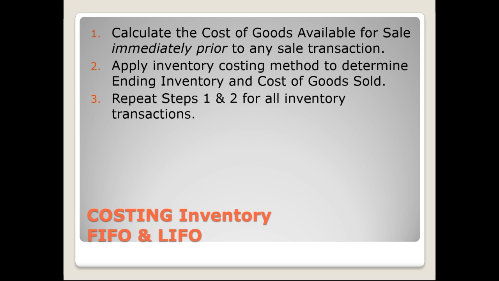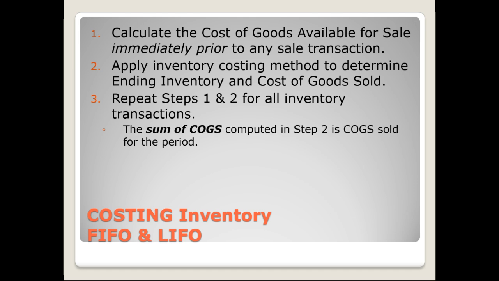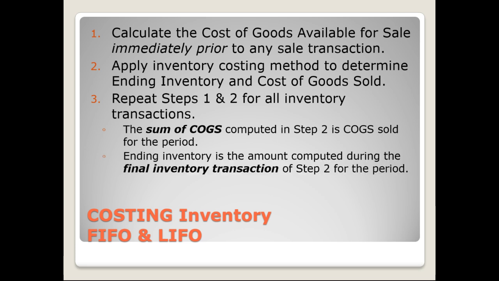So then after the first sale in the period, we figure out what is the cost of goods available for sale now. We add in any additional purchases, and then we go to the next sales transaction. We figure out after that what is the ending inventory and the cost of goods sold, and we repeat until we have finished all of the transactions for that period. At the end of that, we will sum all of the cost of goods sold to get to the final cost of goods sold for the period. And we will take the final ending inventory amount for the final inventory transaction to come up with final ending inventory.